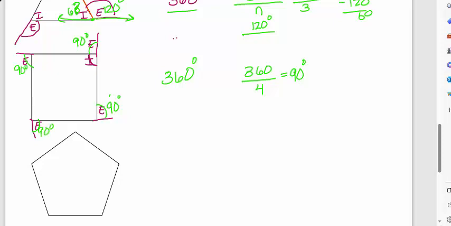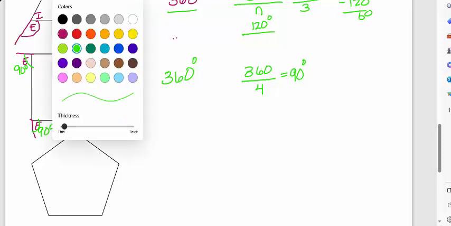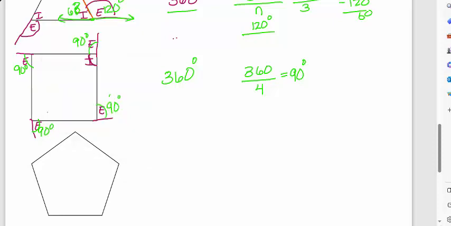And that also helps me know now I can figure out the interior angle. If this is 90 degrees, 180 take away 90 is 90. So that means that this interior angle is also going to be 90 degrees.